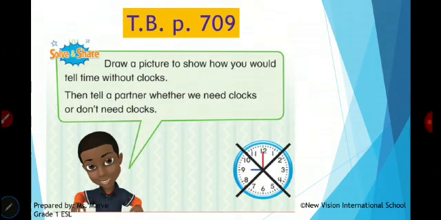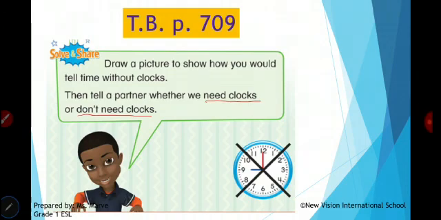Now I want you to focus on page 709. You are going to draw a picture to show how you would tell time without clocks. Then you will tell a partner whether we need clocks or we do not need clocks. What are you asked to draw? A picture of how to tell time without a clock. Why do you think clocks are important? Because time tells us what to do things.